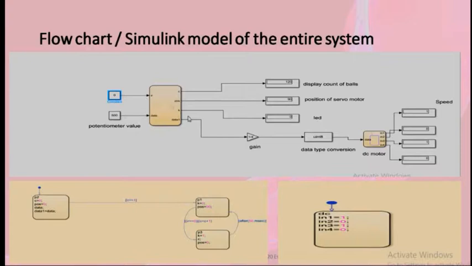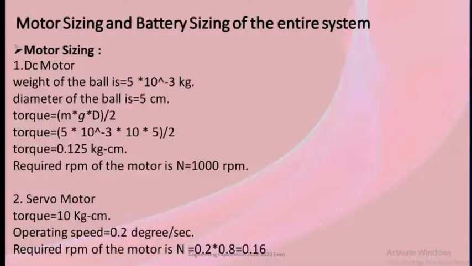The program behind the box is shown here, and the program behind the DC motor box is shown here. It is our motor sizing and battery sizing of the entire system. The motor sizing for DC motor: the weight of the ball is 5 × 10^-3 kg, and the diameter of the ball is 5 cm. After the calculation, the torque is 0.125 kg cm. Hence the required RPM of the motor is 1000 RPM.